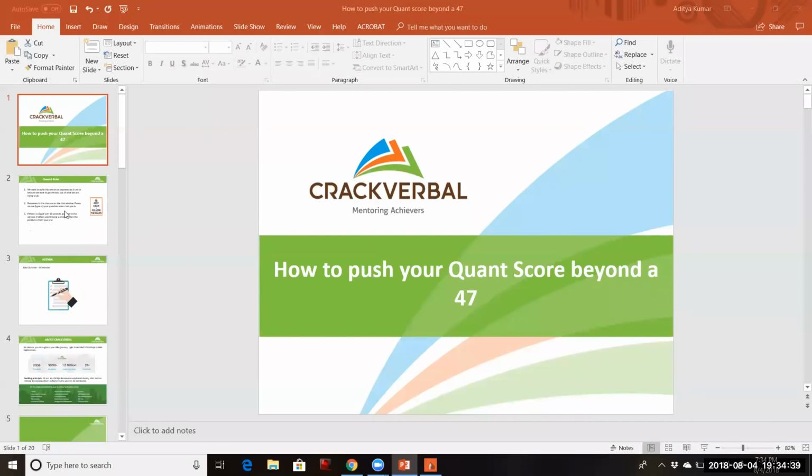The topic of the session is self-explanatory: how to push your quant score beyond the 47. If you're in the middle of your prep or in the fag end of your prep, then this session would make more sense, especially for people in the last phase or the last month of your preparation. The points that I'm making, once you follow them, should be able to push your quant score by another couple of points, right?